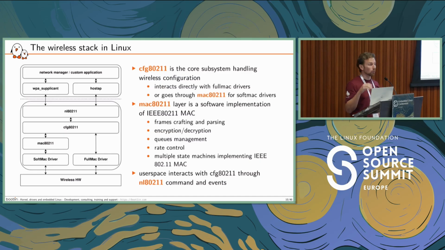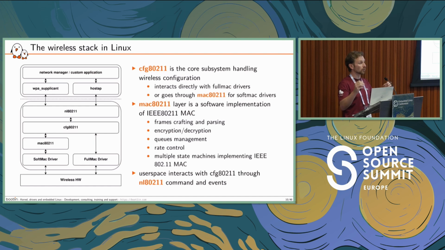Now that it is said, what about the overall stack? This is how the wireless stack looks in Linux. If we start from the bottom, we have obviously our hardware. On top of that, I have either a SoftMAC or a FullMAC driver. If I have a SoftMAC, on top of this driver, I have the generic mac80211 layer running in the kernel. This one will be in charge of the MAC layer: crafting and parsing frames for 802.11, a bit of encryption, decryption, queue management, and everything specified by the MAC layer for 802.11.